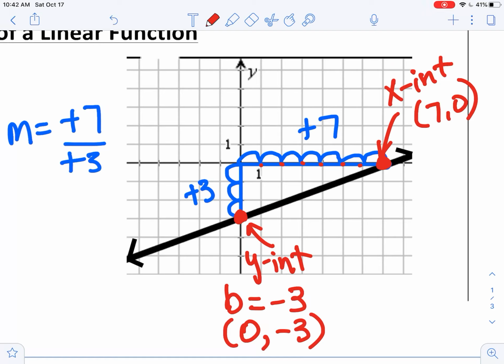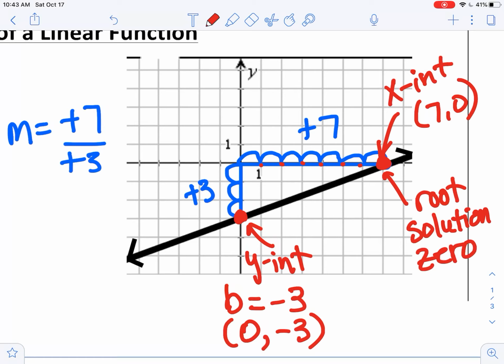Okay, so the first name that you're going to see is the x-intercept. Another name you're going to see it as is root. Another name you're going to see it as is solution. And then the one that you're going to see it as in the calculator is called a zero. Right, so one way that you'll be able to remember this is called ROXS, R-O-X-S.